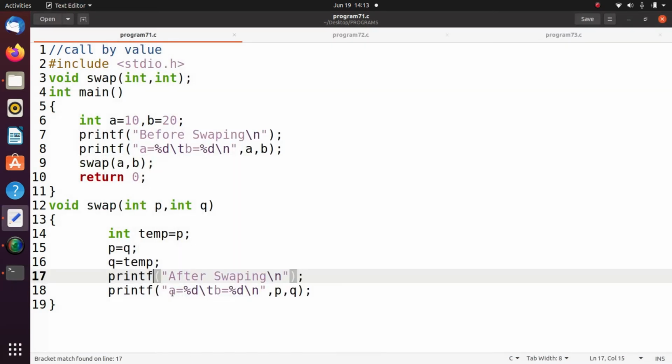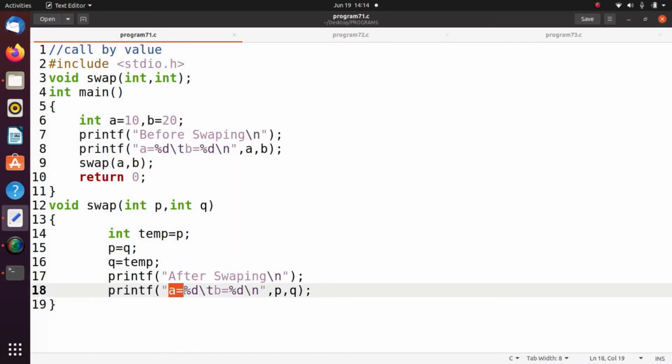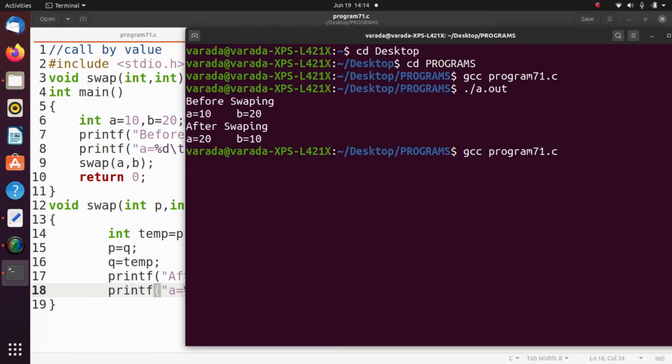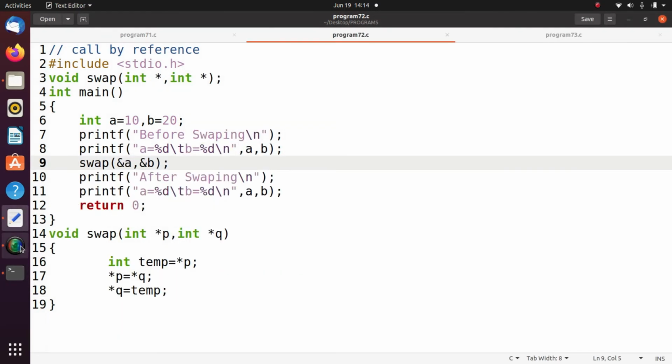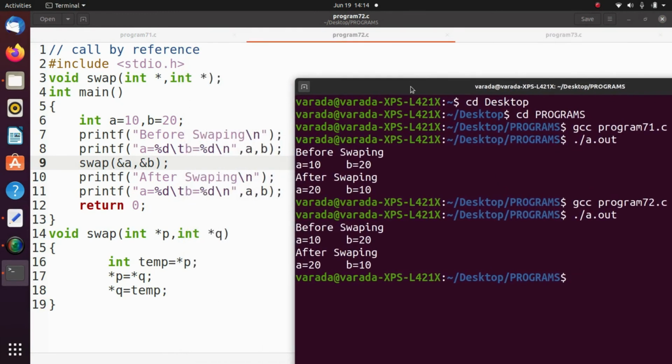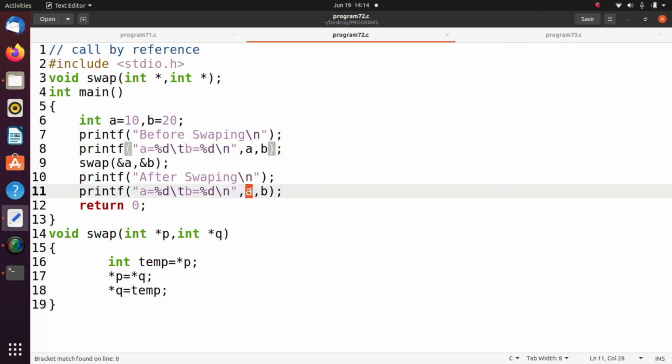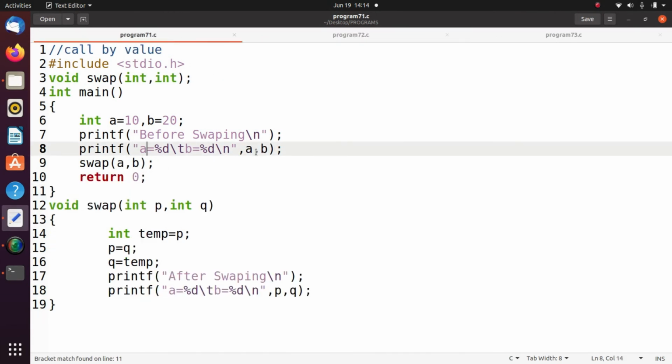Here, instead of A, B, I am using P, Q. But here I am printing the values P comma Q only. Okay. So gcc program72.c, then ./a.out. Here before swapping, A equals 10, B equals 20. After swapping, A equals 20, B equals 10. So this is the program. Here I print A and B values only, before swapping and after swapping also I print A comma B. But coming to call by value, before swapping I print A, B values, after swapping I print P comma Q values. Okay.